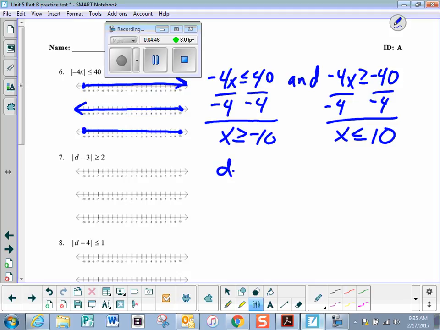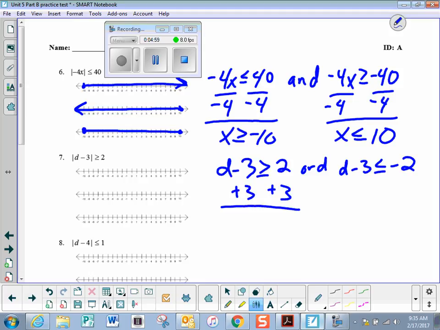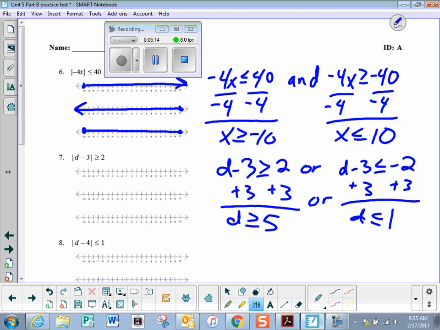Okay, number 7. It is back to an OR here. D minus 3 is greater than or equal to 2, or D minus 3 is less than or equal to negative 2. So I would add 3 and get D is greater than or equal to 5, or, and then here I'd add 3 and get D is less than or equal to 1.